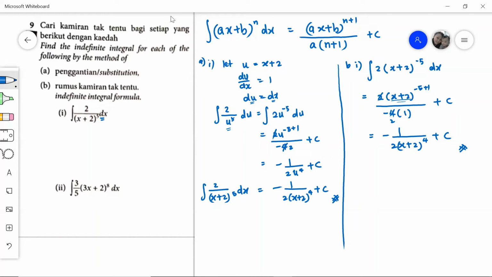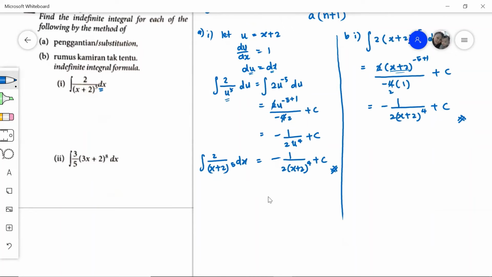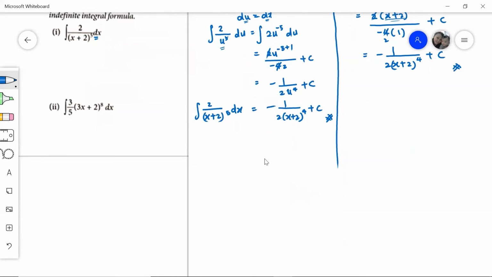Next, let's move on to part 2. We let u be 3x plus 2. Therefore, du by dx equals 3. And don't forget, our objective is to make dx the subject. So dx will be 1 over 3 of du. And now let's put this in.